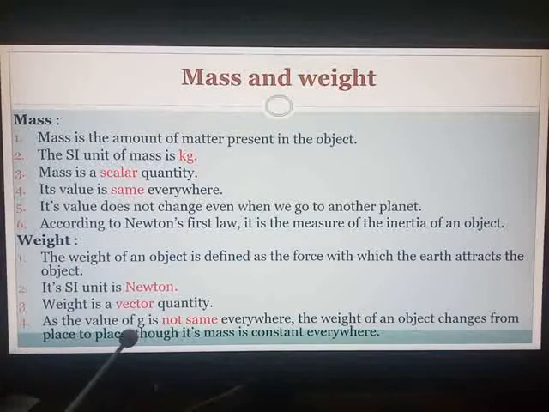As the value of g at the poles is different, and at the equator the value of g is different, on the earth's surface also weight will differ at the poles and at the equator. So while applying this concept, they can ask you why weight is differing at two places on the surface of the earth. There you have to apply this simple concept. So here we complete the concept of mass and weight.